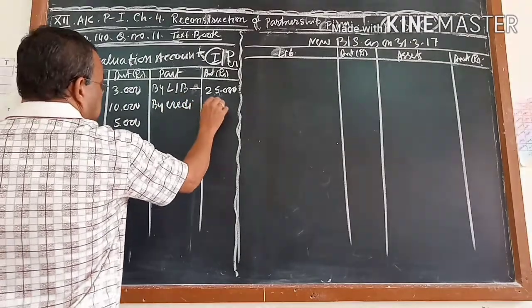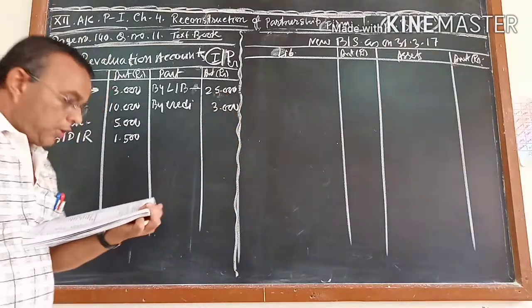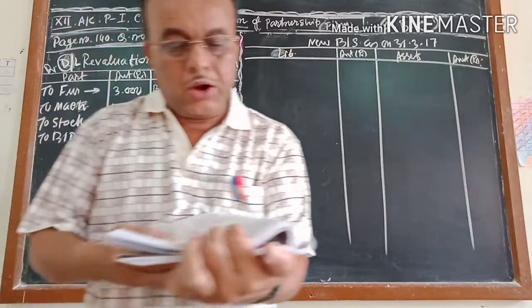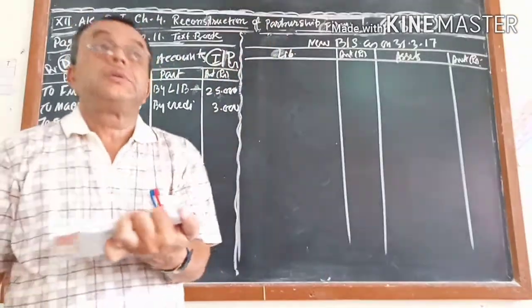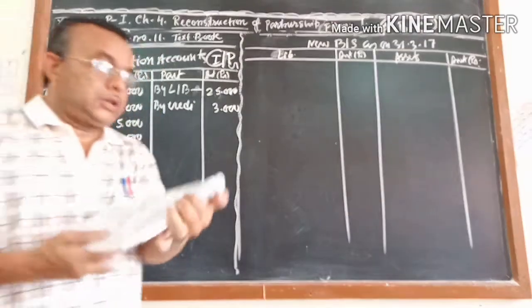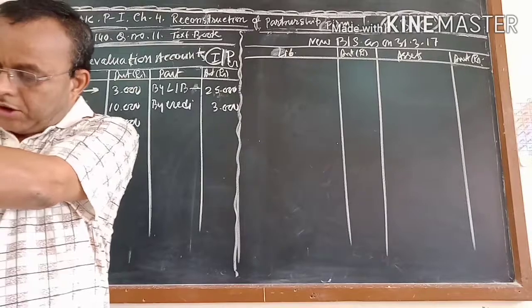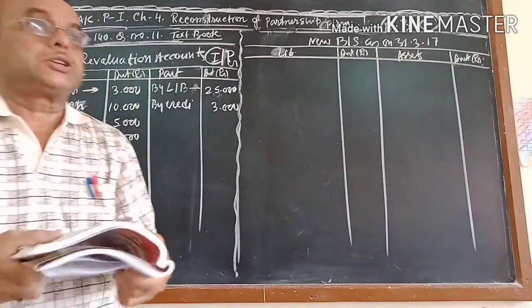How much? 3,000. The last point which is given is: interest on bank loan for the last 3 months is outstanding. Bank loan, how much are you having? You are having a bank loan of 30,000 and the rate of interest is 12%.